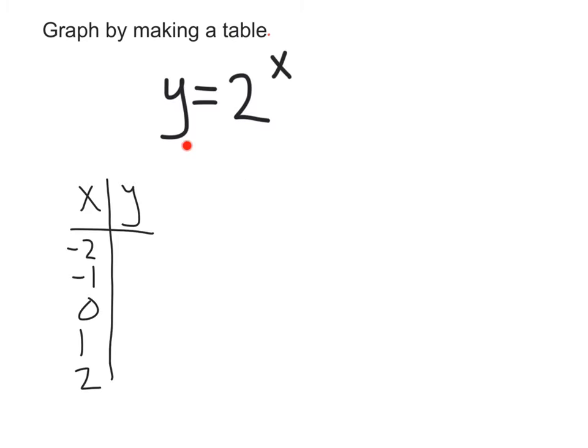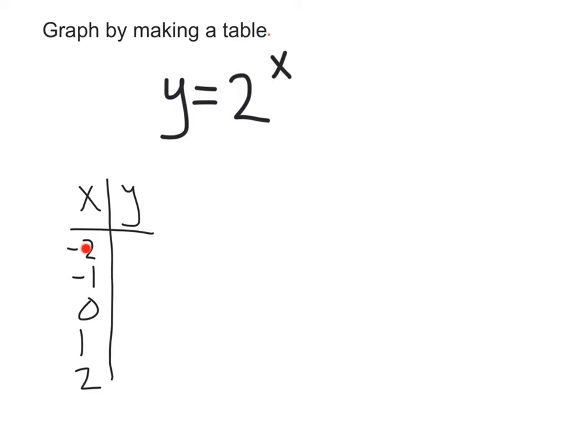Now there are a few different ways to graph exponential functions, but we're going to go ahead and do it the old-fashioned way by making a table. Remember, making a table can always give you a picture of what any graph looks like. So here we've got y equals 2^x. Let's start by taking the x values -2, -1, 0, 1, and 2. You can pick any x values, but these are usually a good base.